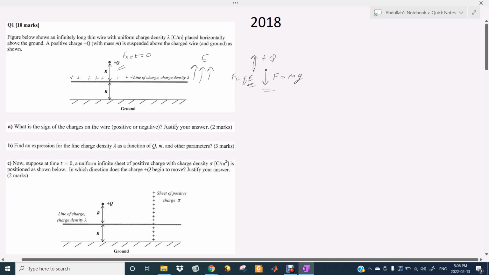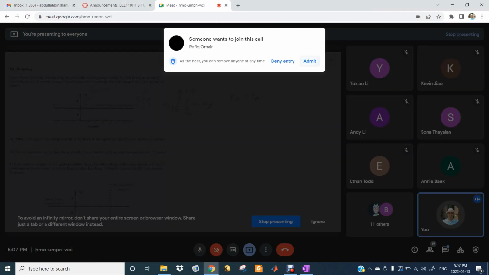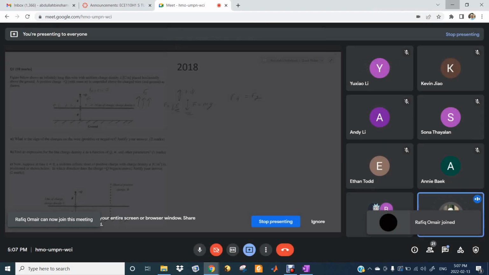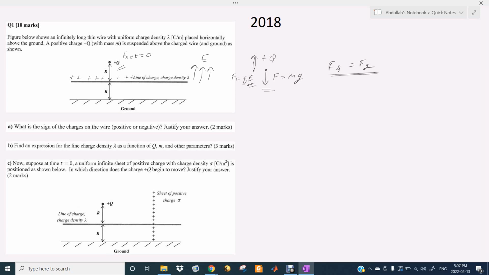gravitational force. So for this one, you need FQ equal to FG, right? And since you need an upward force, you know that the electric field has to go upwards. And since the electric field has to go upwards, it's repulsive, so it has to be positively charged. So that's your justification. So draw some diagrams, draw some equations so that we understand clearly what's going on. All right.